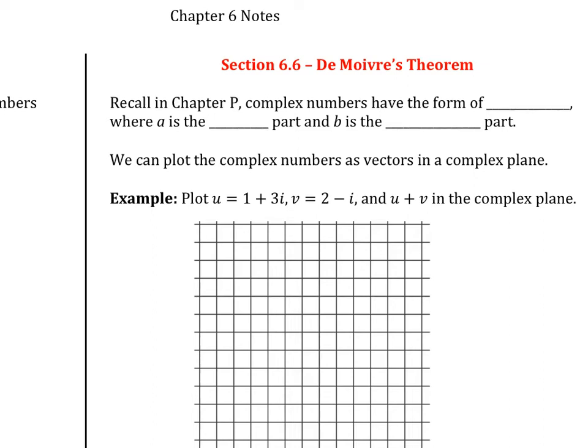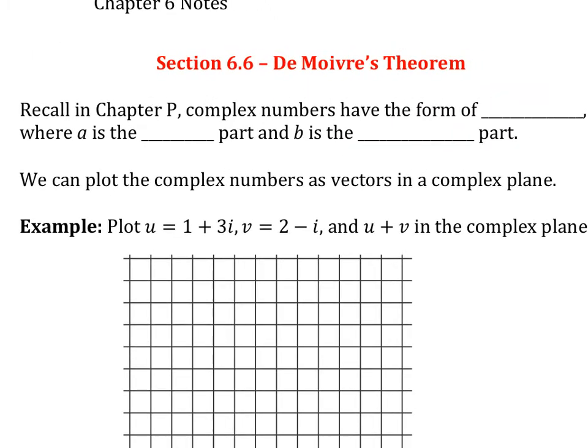It is the last section. Okay, so 6.6, De Moivre's theorem. All right, so this is the last kind where we are writing something in terms of something like a vector.